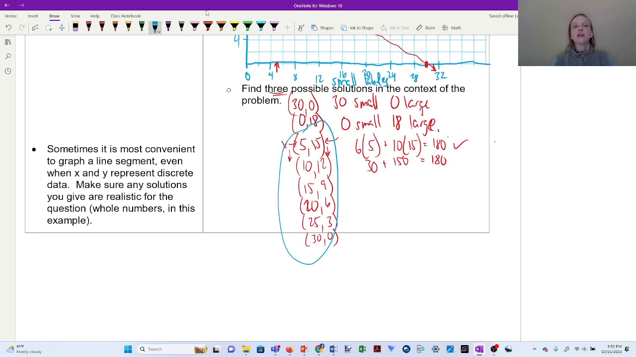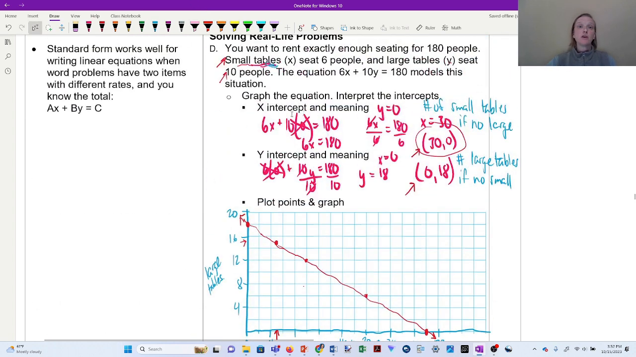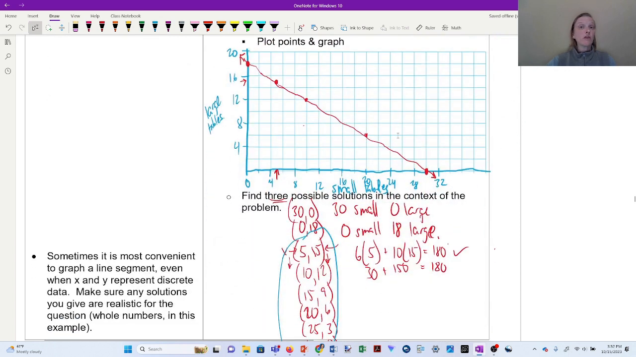However, it is often more convenient to graph a complete line segment instead of discrete points, just so that you can see where the line goes, and then you can find the data points from the line. Just make sure that any solutions you give are realistic solutions given the story problem. In this example, the number of tables always has to be a whole number. I hope this helped.